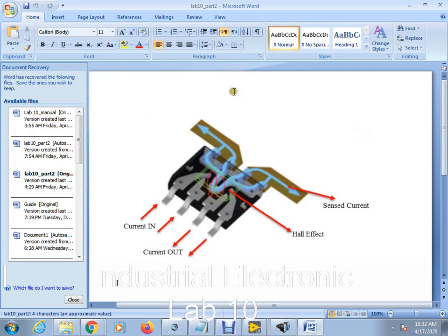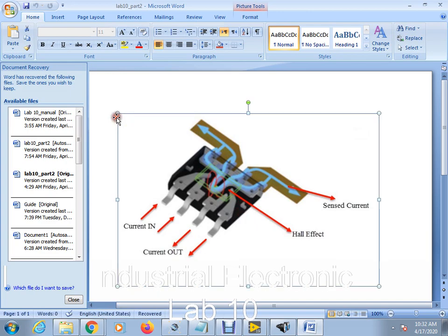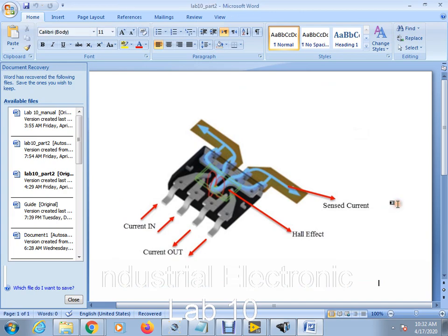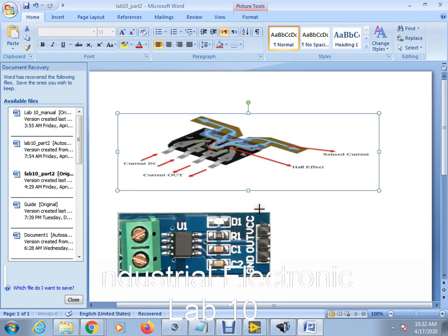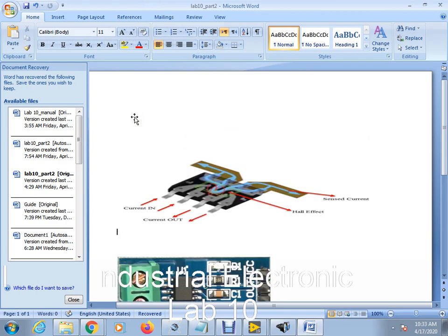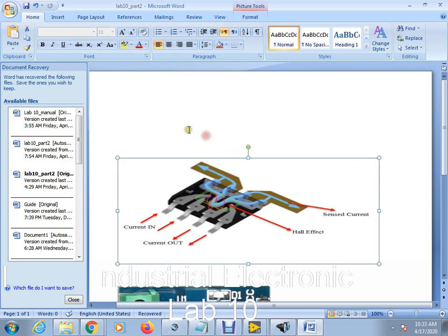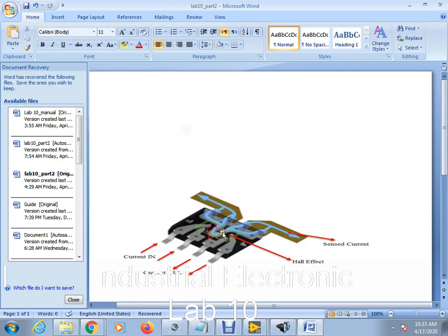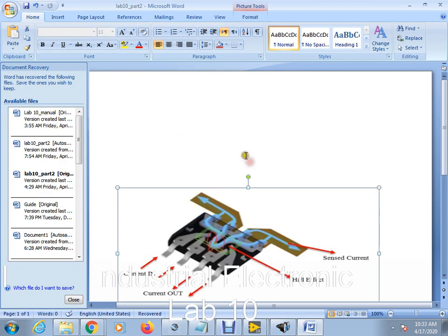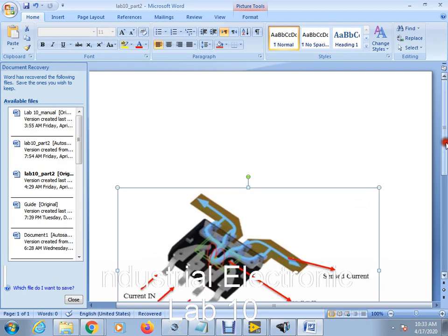This is the Hall effect sensor. We have to discuss it. This is the internal diagram of the Hall effect sensor.